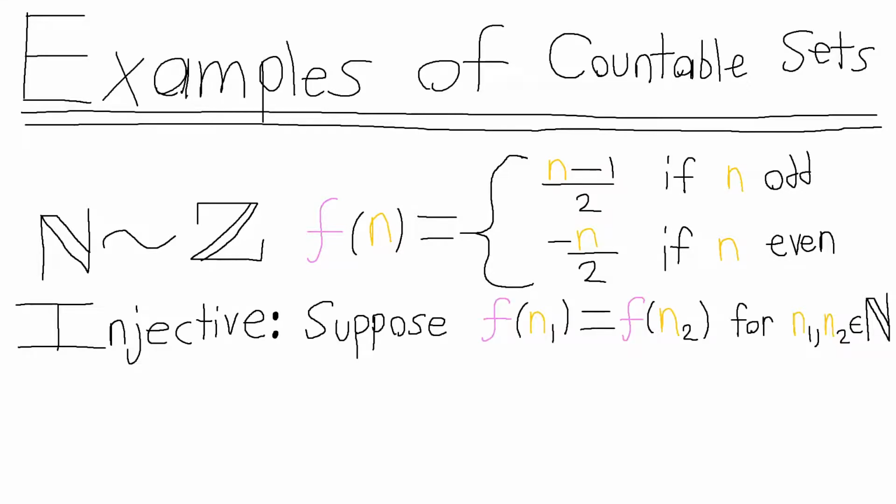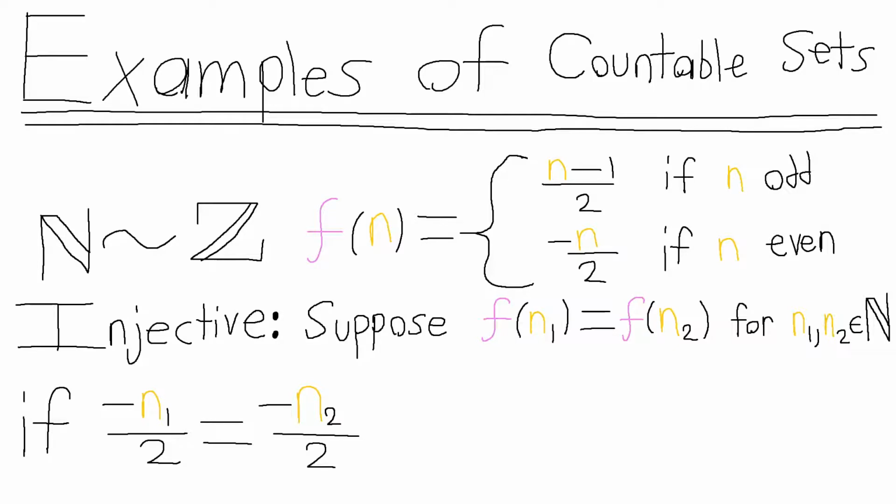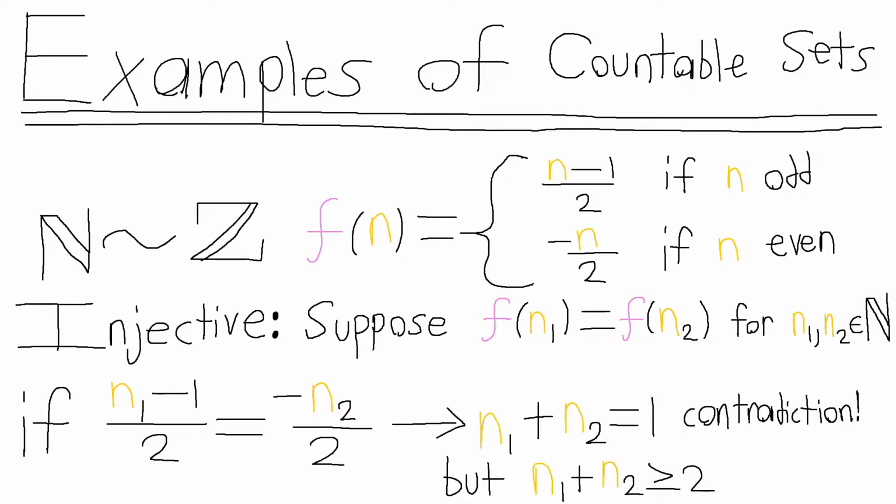Suppose f of n1 equals f of n2. If n1 and n2 are both odd, then they have to be equal. If n1 and n2 are both even, then they also have to be equal. If one of n1 and n2 is odd and the other is even, then we see that we must have n1 plus n2 equals 1. But this contradicts the fact that n1 and n2 are natural numbers, so their sum has to be at least 2. Thus, if f of n1 equals f of n2, then either n1 and n2 are both even or both odd, in which case it follows that n1 equals n2. So this function is injective.